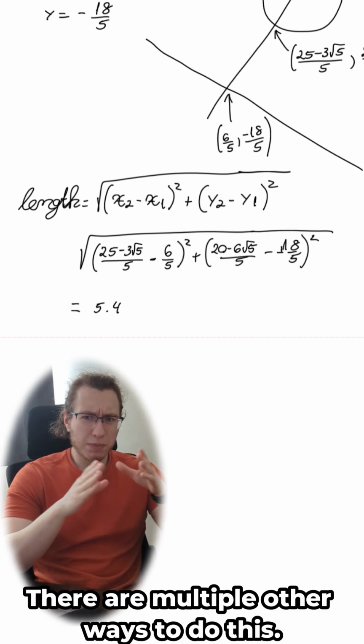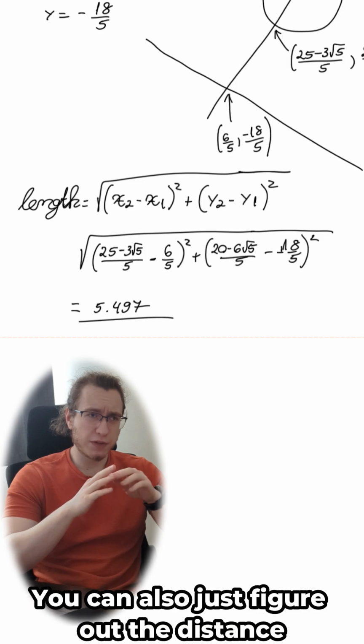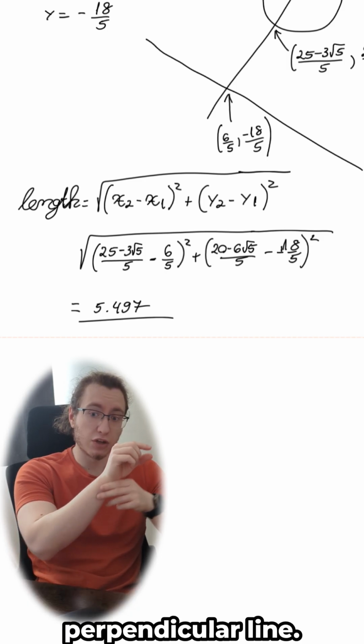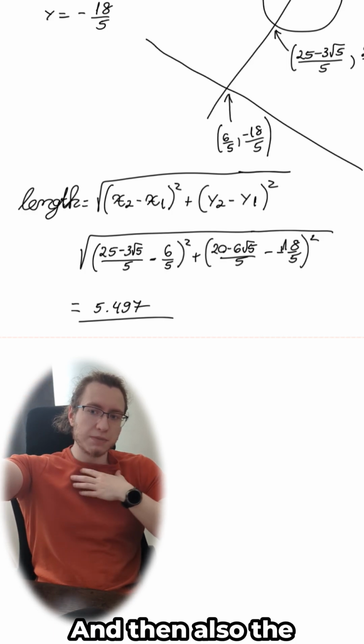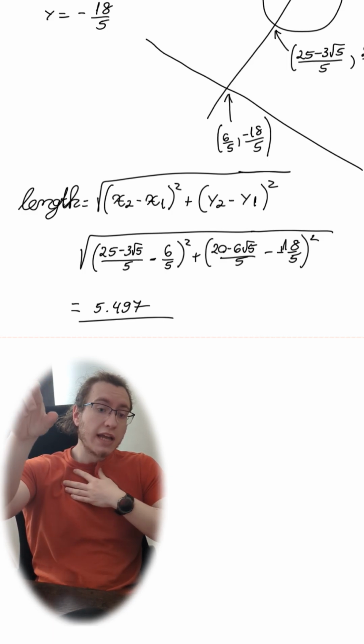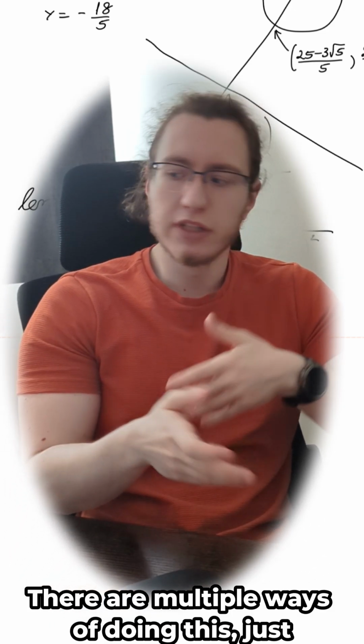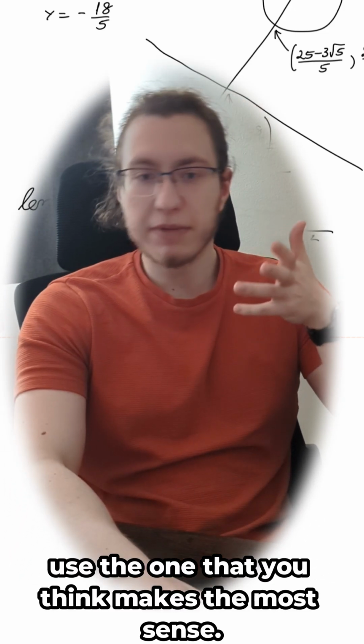There are multiple other ways to do this. You can also just figure out the distance between the point of intersection of the perpendicular line and the center of the circle. And then afterwards you can just minus the radius of the circle. There are multiple ways of doing this. Just use the one that you think makes the most sense for you.